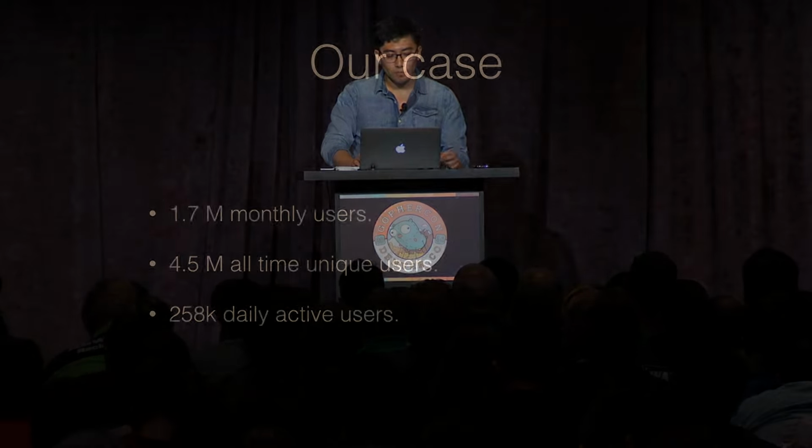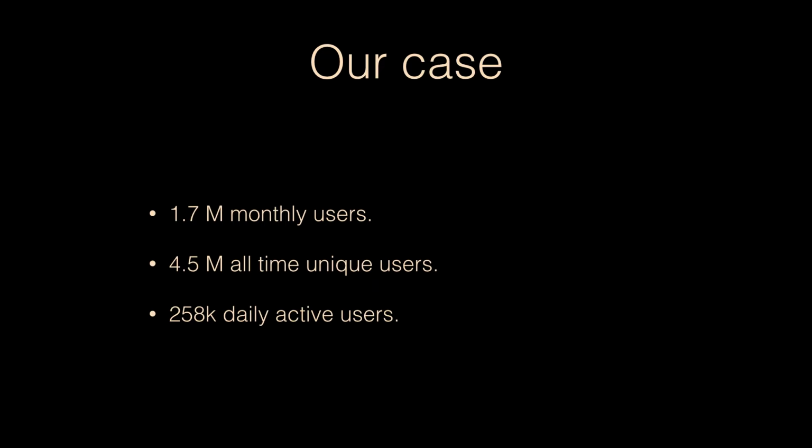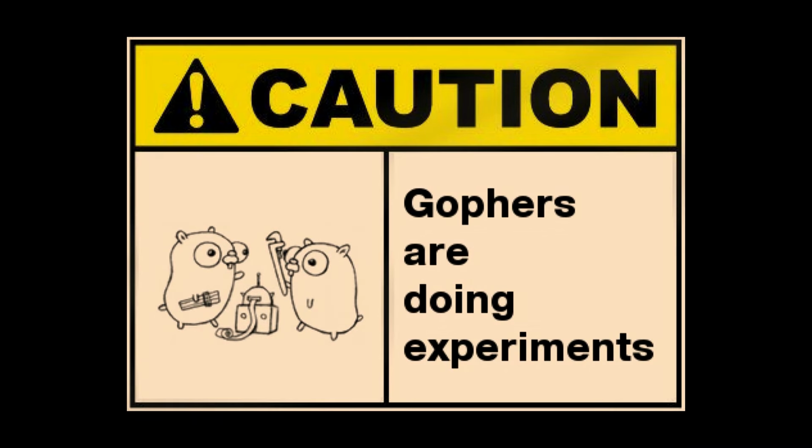And the numbers of our case. Today, Lantern for Android has 1.7 million monthly users. We have 4.5 million all-time unique users and 258 daily active users. So don't be afraid to experiment. Experimental software has bugs, but just try it. What can go wrong?